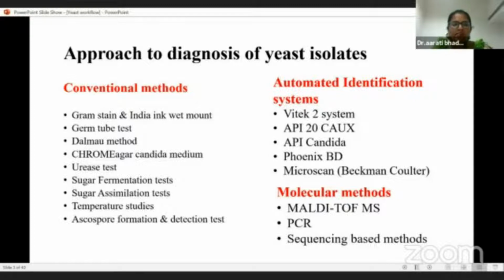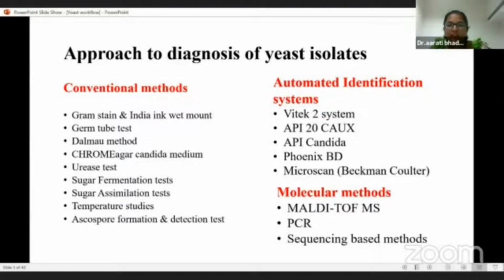In conventional methods, we will do Gram stain and India ink wet mount first. Then we will go for the germ tube test, the Dalmau method on the cornmeal agar, then CHROMagar Candida medium for differentiation of each species. Different species will give different colors on the CHROMagar. Then the urease test, as some yeasts are urease positive. I will discuss that later, but the urease test is important. Then sugar fermentation tests, sugar assimilation tests, temperature studies, and ascospore formation and detection tests. These come under the conventional methods.